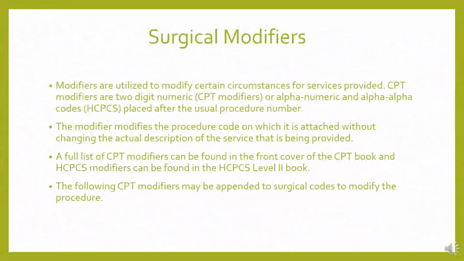Surgical modifiers are utilized to modify certain circumstances for services provided. CPT modifiers are two-digit numeric CPT modifiers or alphanumeric and alpha-alpha codes. Each CPT modifier is placed after the usual procedure number. The modifier modifies the procedure code on which it is attached without changing the actual description of the service that is being provided. A full list of CPT modifiers can be found in the front cover of the CPT book, and each HCPCS modifier can be found in the HCPCS Level II book. The following CPT modifiers may be appended to surgical codes to modify the procedure.